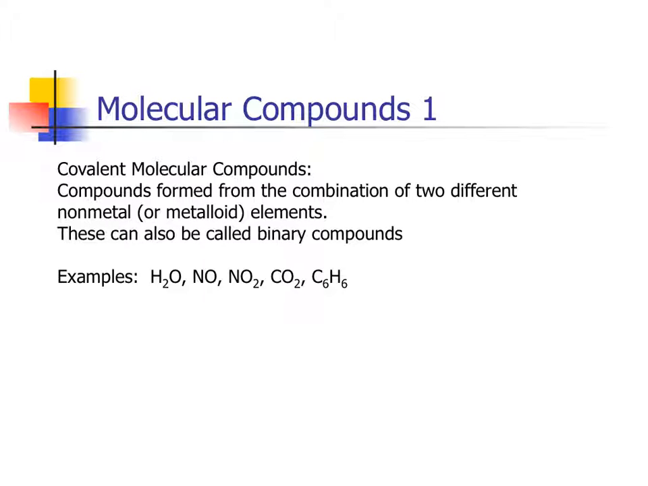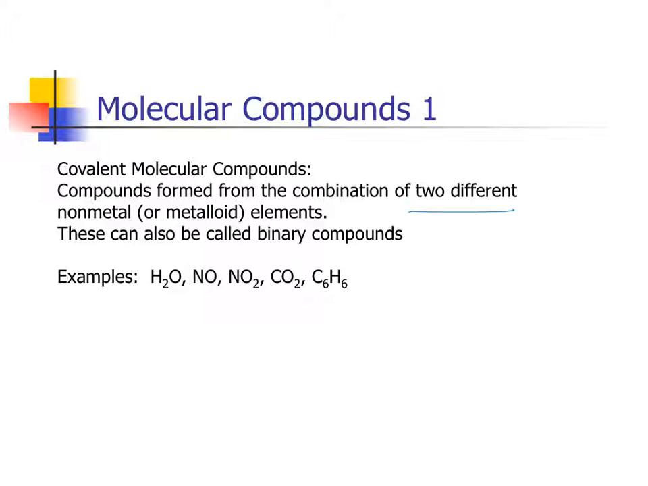Covalent compounds are formed by two different nonmetals or metalloids, and we should be able to identify which ones those are based on their location on the periodic table that we talked about in the previous unit. They are also called binary compounds. But the real part of it is the two different nonmetals or metalloids, and they have to be different. That's why we get the diatomic molecules from the previous one.